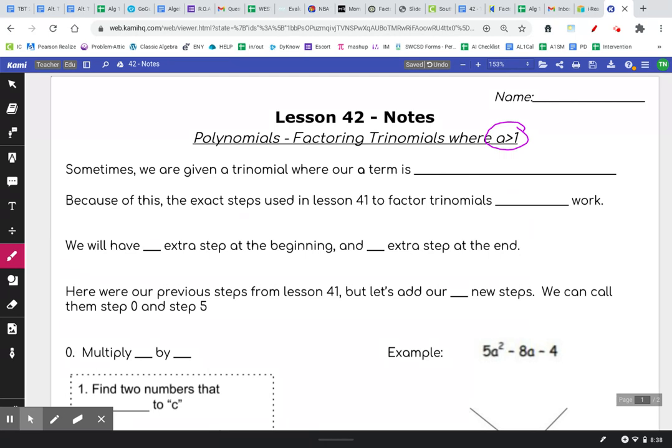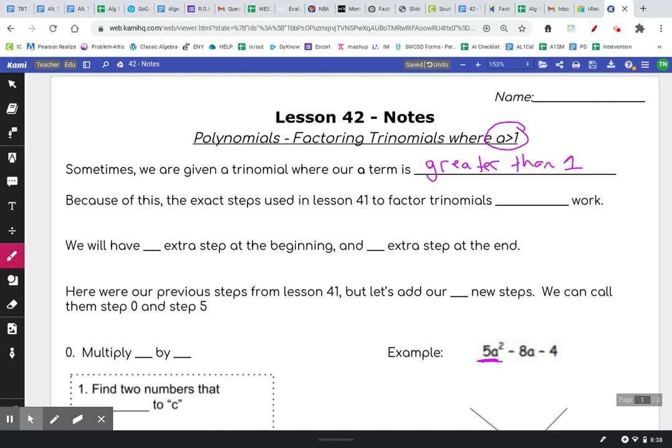It says sometimes we are given a trinomial where our a term is greater than 1. Okay. Kind of speaks for itself there. So we're looking here at this, right? Just as an example. So now we're noticing in front of that a squared, it's not a 1 or there's not nothing representing a 1. We have a 5 there.